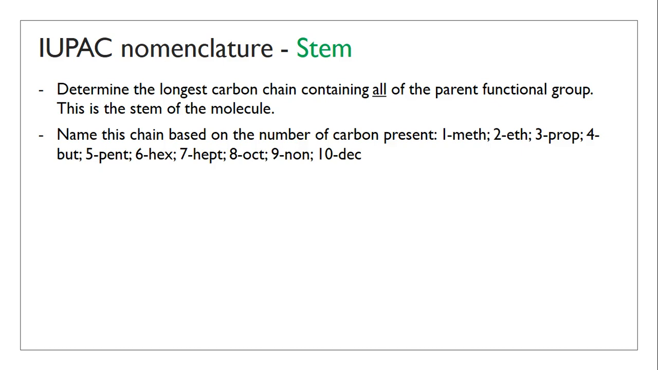Now the stem is essentially an indication of the longest carbon chain, or how many carbon atoms you actually have in a continuous chain in the molecule. The way the length of the chain is indicated is by using these rules. If you have 1 carbon it is meth, 2 is eth, 3 is prop, 4 is but, 5 is pent, 6 is hex, 7 is hept, and then oct for 8, non for 9, and dec for 10. It does go on after 10, but you only need to remember these 10, and yes, you do have to memorize them eventually. So these are the stem.